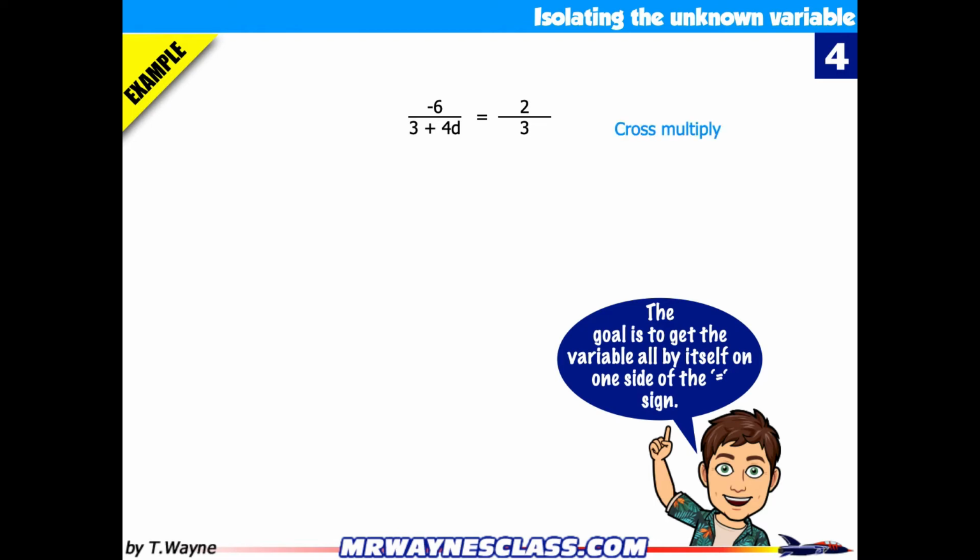To cross multiply literally means denominator of one fraction times the numerator of the opposite fraction. So in this case, I'll go in this direction with the arrow, and I'll go 2 times, in parentheses, 3 plus 4d, because that's the whole denominator. So I've got to do the whole denominator times 2. On the other side, I've got 3 times negative 6. So there's the other part of the cross multiply, and that becomes the other side.